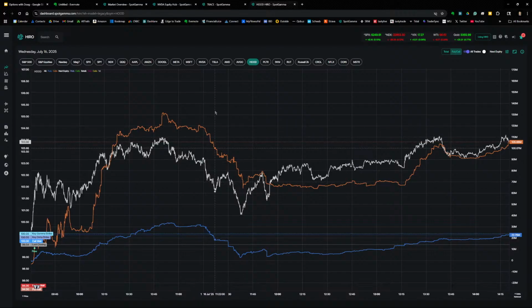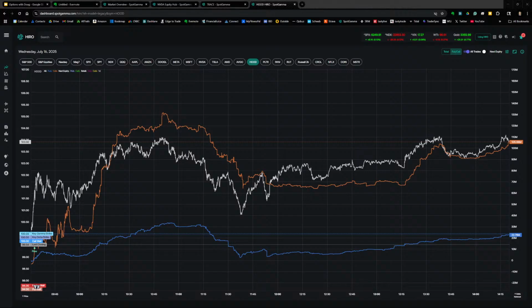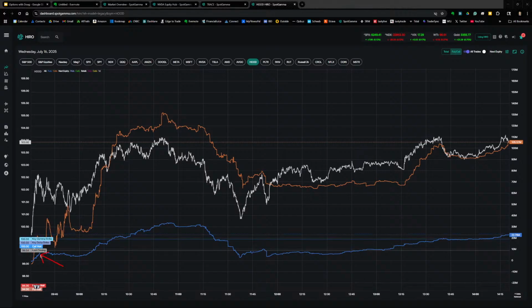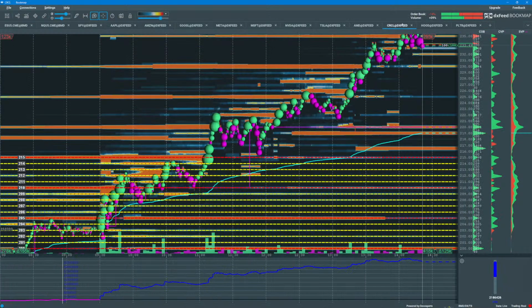All right, so bullish opening drive in Hood today. Also trading above its call wall. Flow alert. Hood trading above the call wall. Aggressive call buyers take the foot off the gas. And Hood consolidates. Now it looks like the call buyers have come back in. So let's go take a look at Bookmap. Go to Hood.